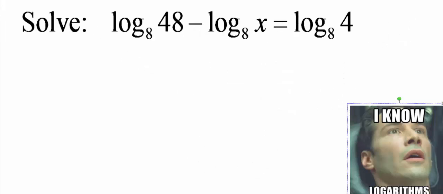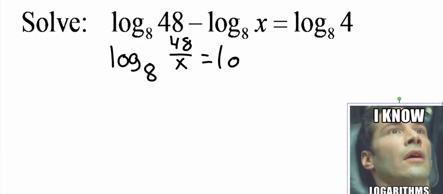So here's another example. Notice this one has subtraction. So the subtraction rule was that if they have the same base, put the first one over the second, top minus bottom. And we got log base 8 equals 4. And again, same rule. We got it down to one log on each side. Get rid of them, cancel them out.